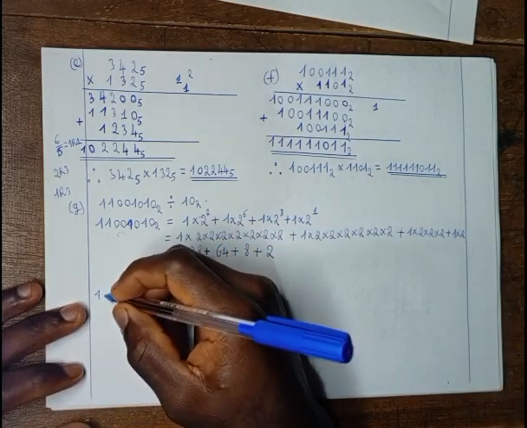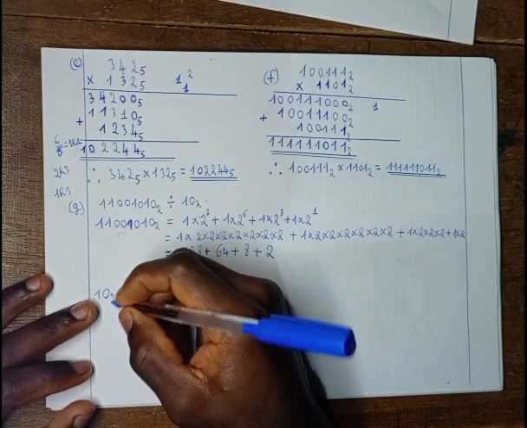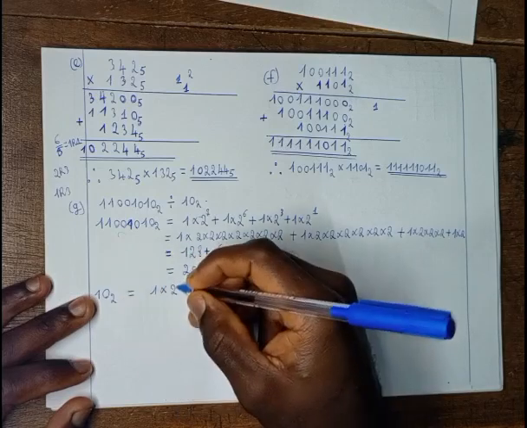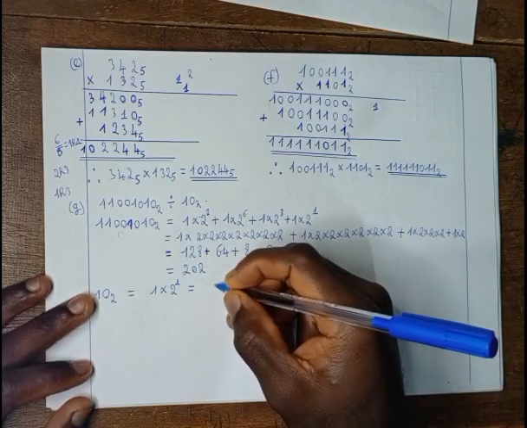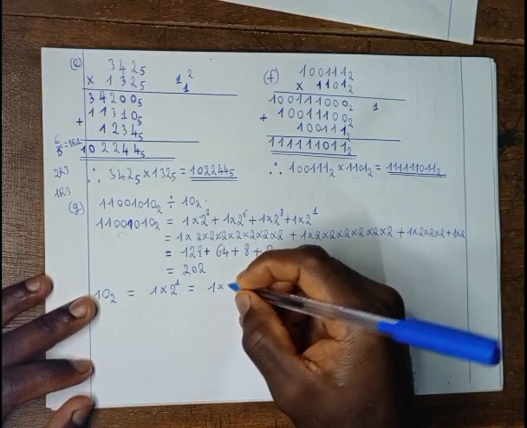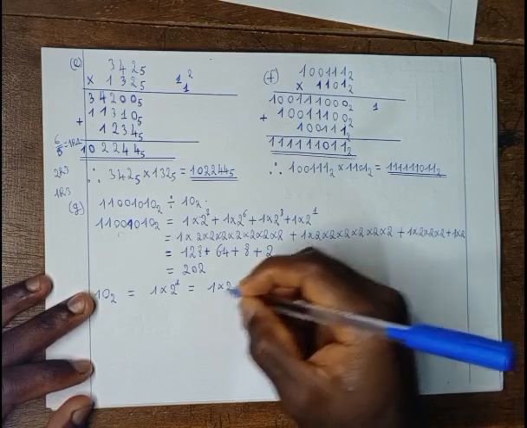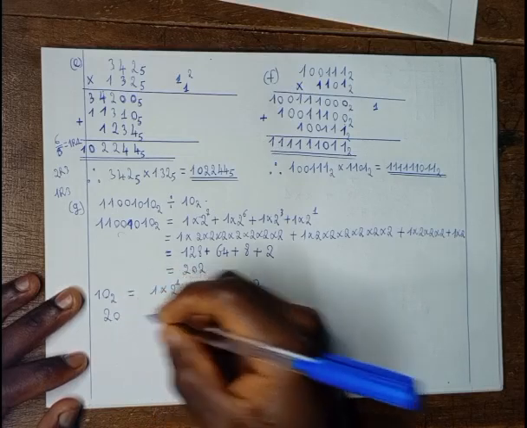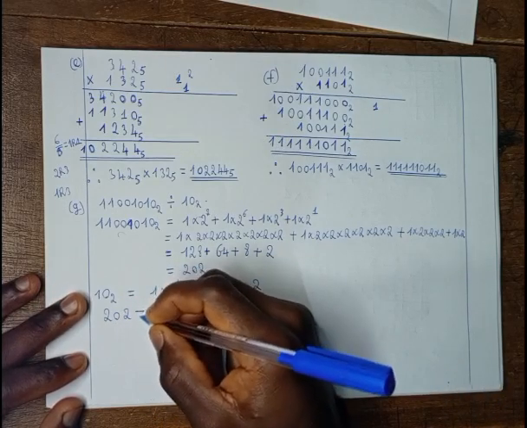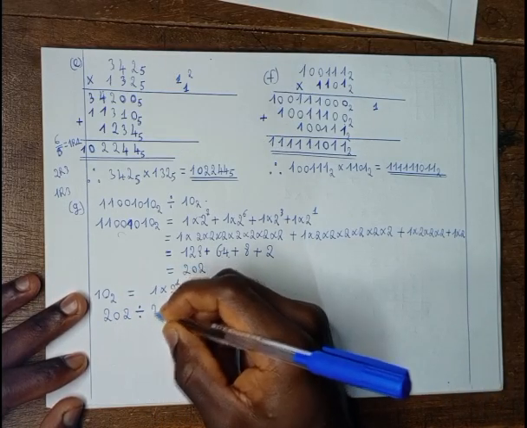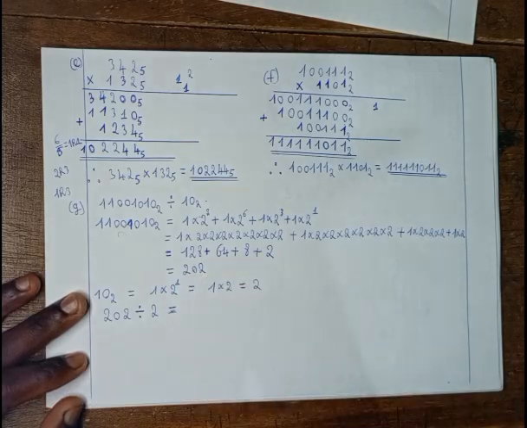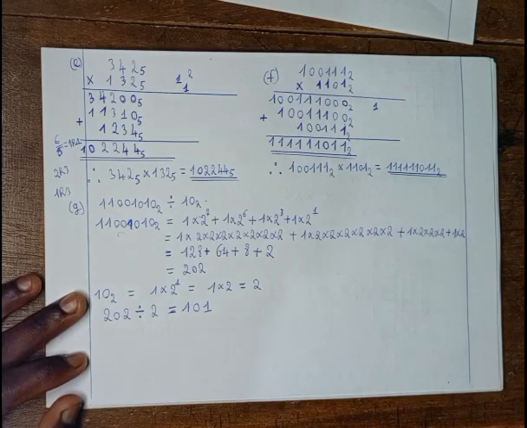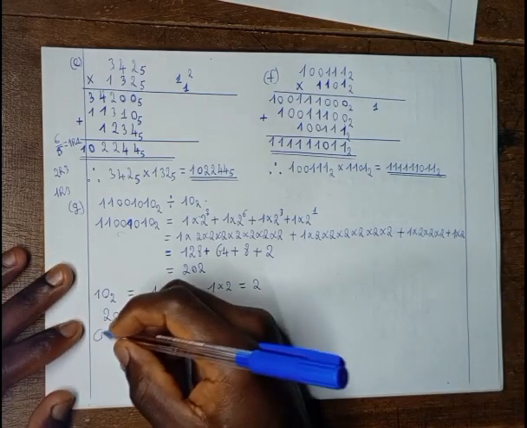Next, now we have to convert the number 0 in base 2 to base 10. This will simply give us 1 times 2 raised to the power 1, which is simply equal to 1 times 2. 2 raised to the power 1 is simply 2. 1 times 2 is simply equal to 2. Next, now we have to divide the number 202 by 2. This will simply give us 101.